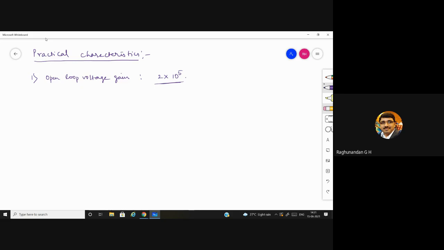Can anyone tell me why we usually connect the feedback to the inverting terminal? Why not to the positive terminal in op amp? Because you have already done experiments, no? That's why I'm asking. So could you repeat the question? We are going to connect this feedback resistance to the negative terminal of the op amp. Why will you not connect it to the positive terminal of the op amp?